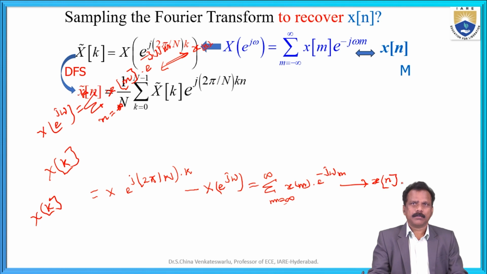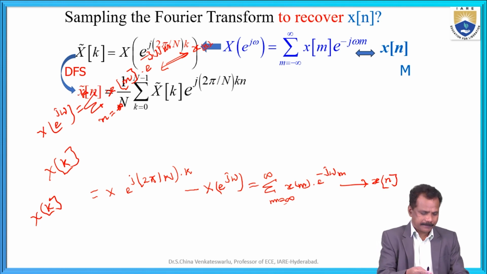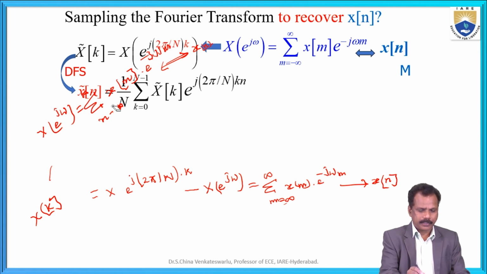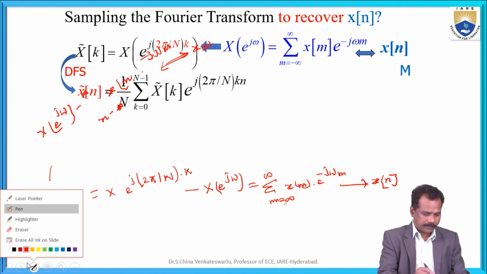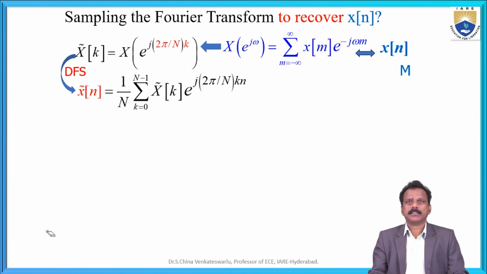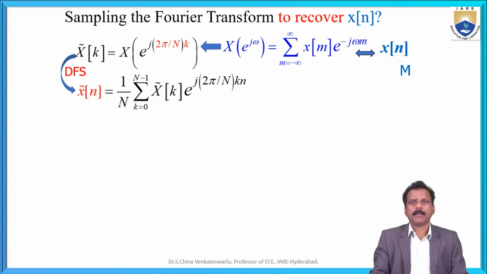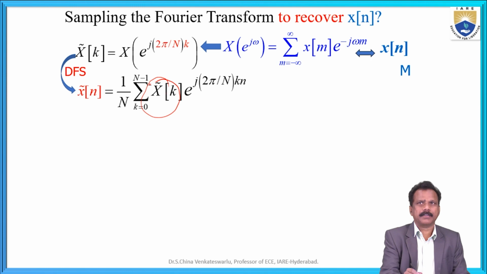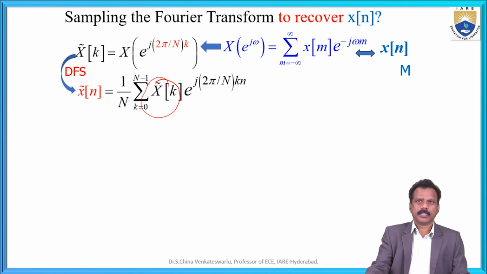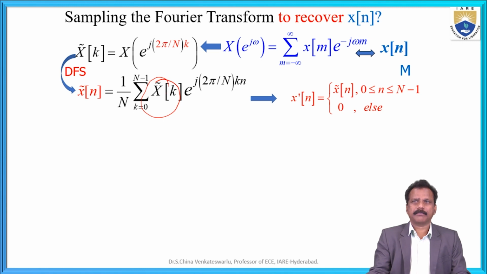Now, how is the DFS reflected? The DFS, x of n is equal to 1 by N summation k equal to 0 to N minus 1 x of k, which we know is nothing but the DFT, discrete Fourier transform. It is applied as x dash of n is equal to x of n in the interval 0 less than or equal to n less than or equal to N minus 1, and 0 elsewhere.